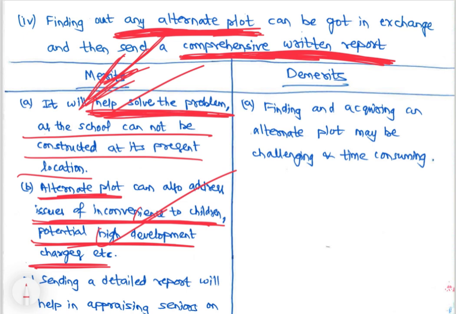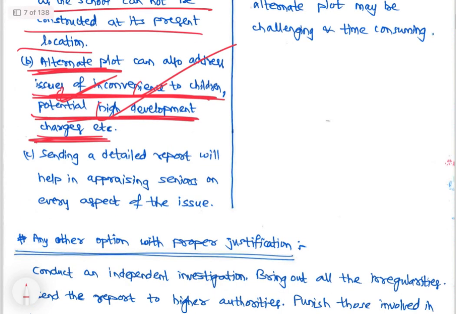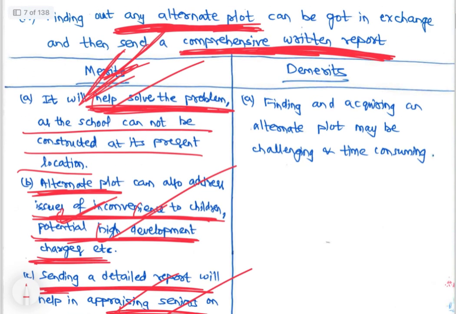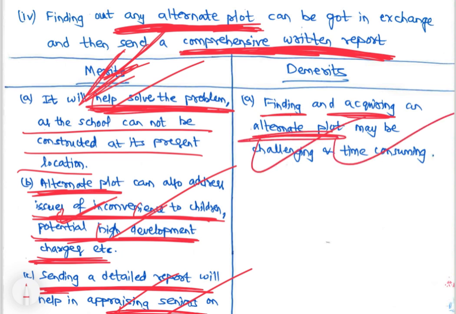ठीक है, ऑल्टरनेट प्लॉट देखा तो उस पे चिल्ड्रन का कन्वीनियंस, भाई जो दूर नहीं जाना पड़ेगा, and potential high development charges भी कम करेगा. Then sending a detailed report will help in appraising seniors on every aspect of the issue, right? You can discuss it with seniors, let them know what is happening. Then the demerit of this is finding and acquiring an alternate plot may be challenging and time consuming, right? So that is the demerit of this.